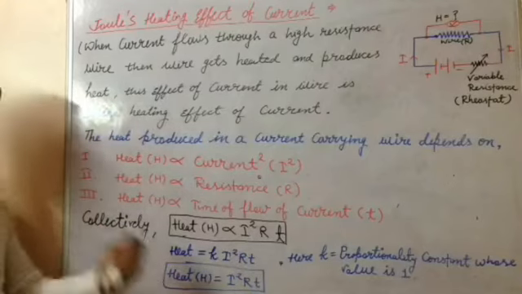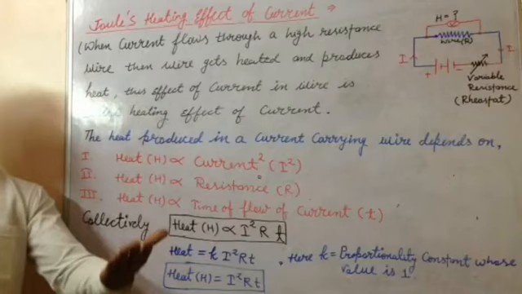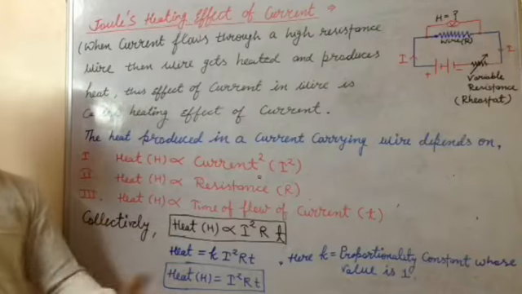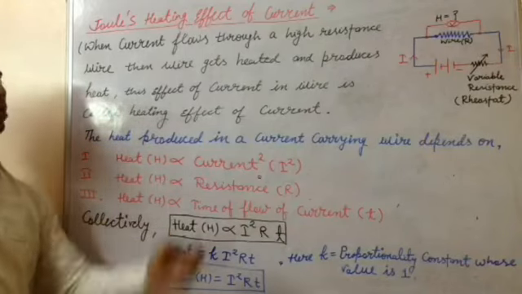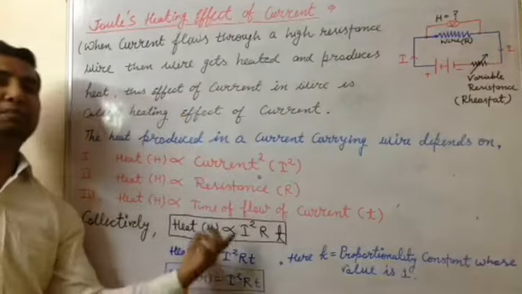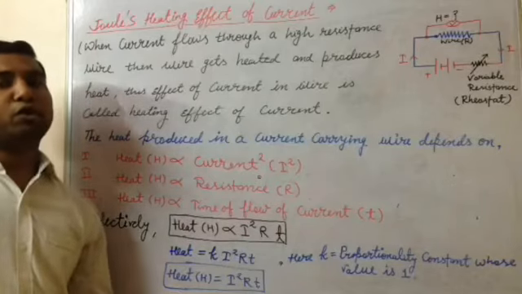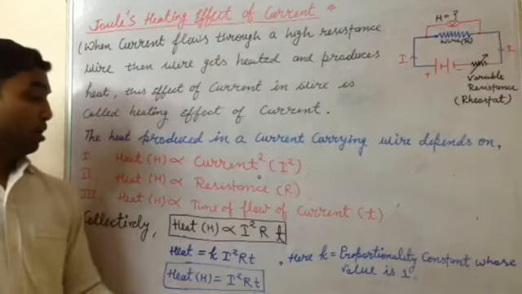Now, this is just the formula. If somebody asks you in an exam what the heating effect of current is, you can give this definition along with this formula. Like, the heat produced depends on these factors, and collectively we say the heat produced is this. This we are going to use in many of the formulas.